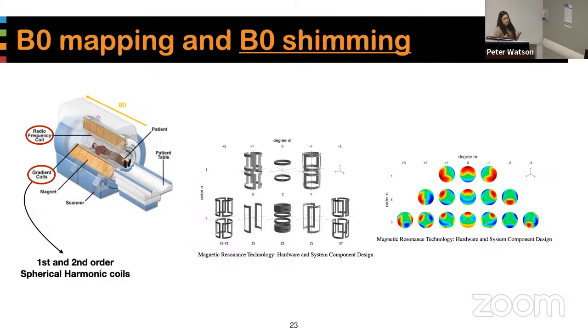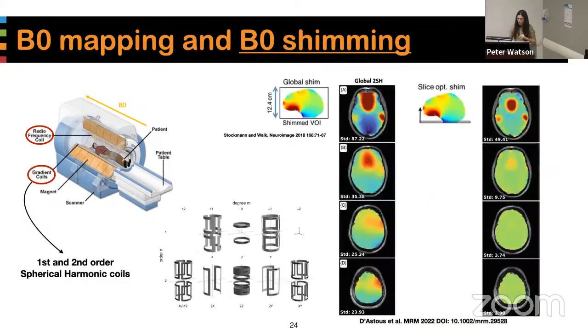So you're going to generate a field map, and then you're going to try to decompose your field map as a linear combination of these functions, of the second order spherical harmonics and the first order spherical harmonics. So you're going to find the amplitude of each one of the functions, and that amplitude is going to determine what the strength of the current you need to run through that coil is in order to generate that field. So this is something that scanners typically do.